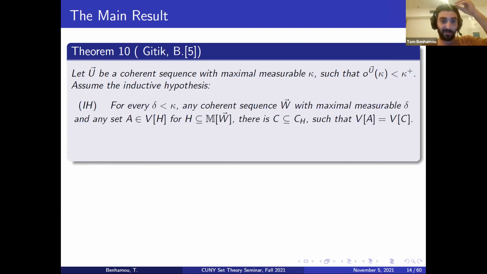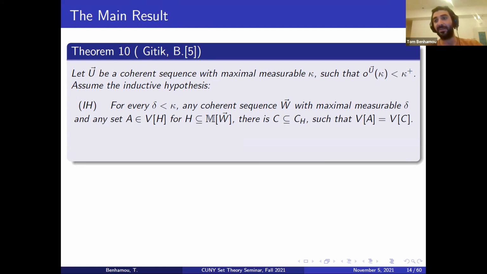So assume that for every delta less than kappa, in every coherent sequence W with a maximal measurable delta, and any set A in the generic extension for some generic filter H for MW, there is a subsequence C of CH such that the model generated by A is the same as the model generated by C. So this is an inductive assumption that the Gitik-Kanovei-Koepke result holds for ordinals below kappa.